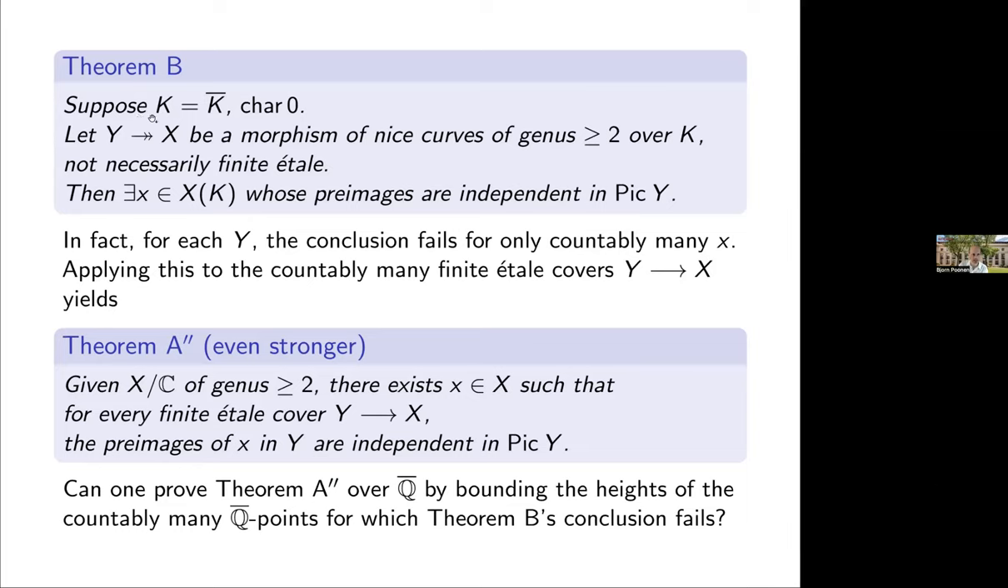But okay, so what does this say? Given an algebraically closed field, so think about Q bar, for example. Now suppose you have any morphism of nice curves of genus at least two. It doesn't even have to be finite étale anymore, just some surjective map of curves. Then you can find a point little x in here, such that if you take the pre-images in this cover Y, then those pre-images are independent in the Picard group. So no relation in the Jacobian.